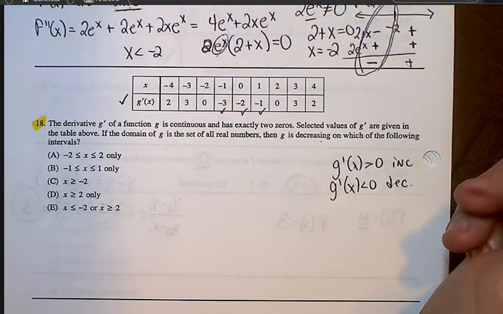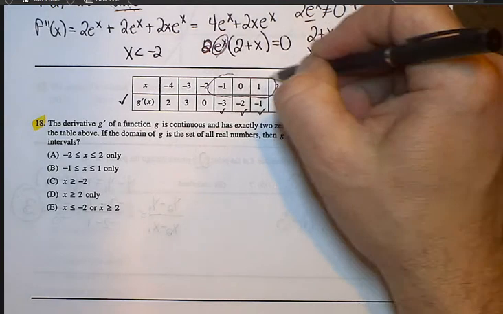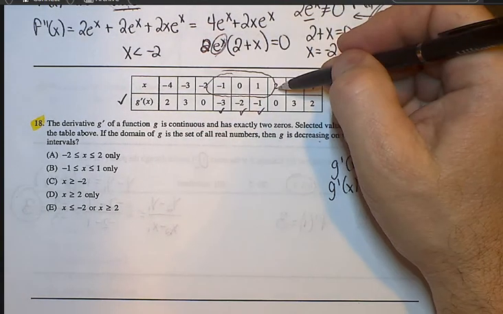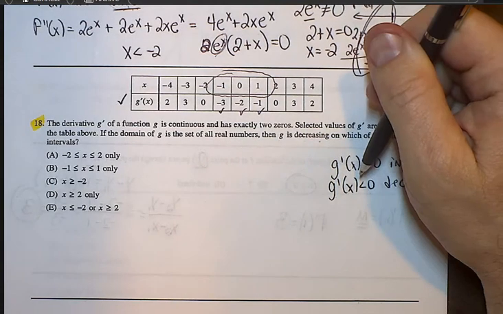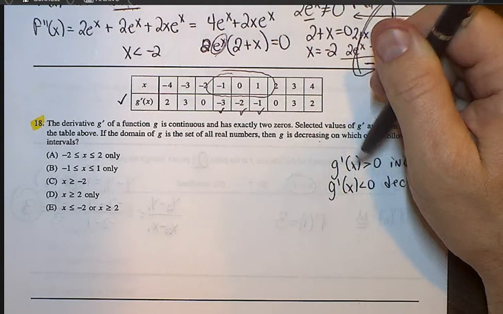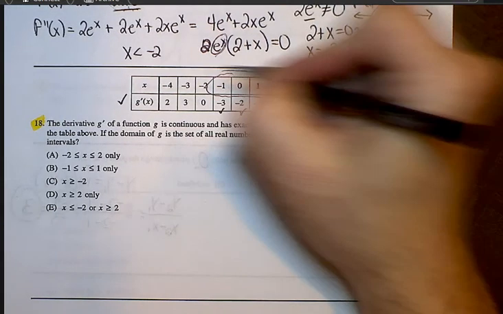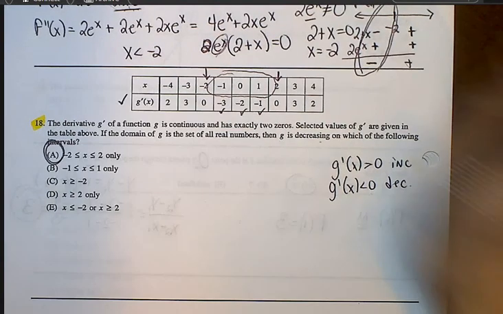That's where it's negative. So we're talking about this interval right here. And when you look at that, that's going to be between -2 and 2. And again, since we're talking about the first derivative, we're going to include the endpoints. So we're going to include 2 and -2, and that's choice A. Moving to 19.